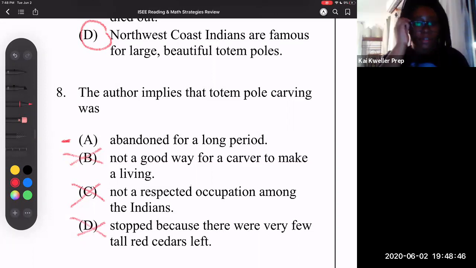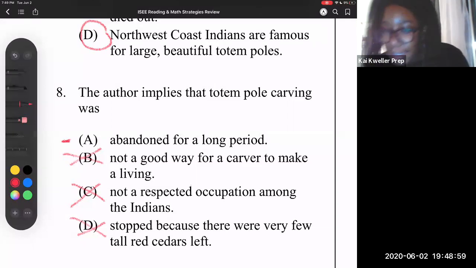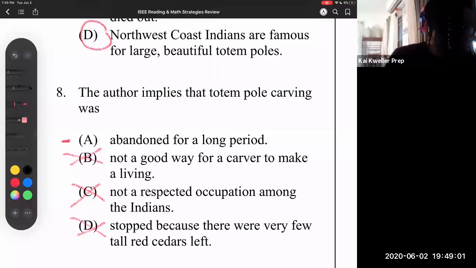Absolutely. So whenever we're looking at questions, if you find an answer that seems like it could be right, but you're not 100% sure yet, you put a little dash next to it. Yes, Daniel, you're right. Takeaway implies, absolutely.